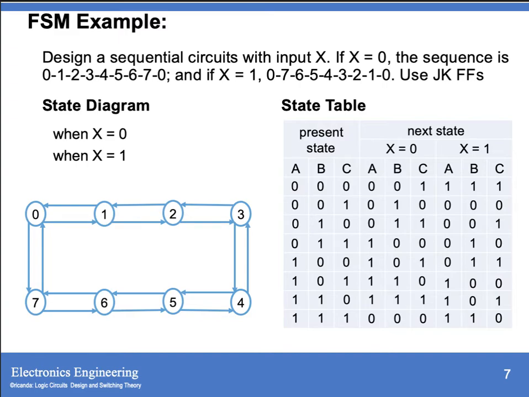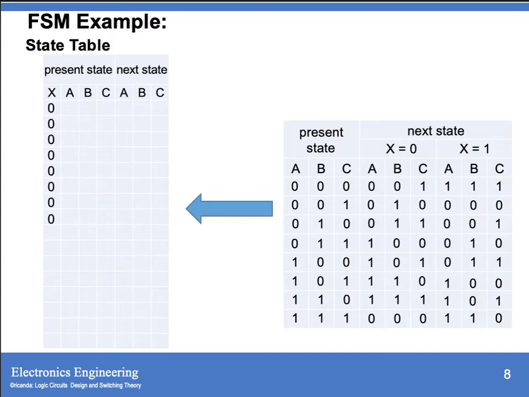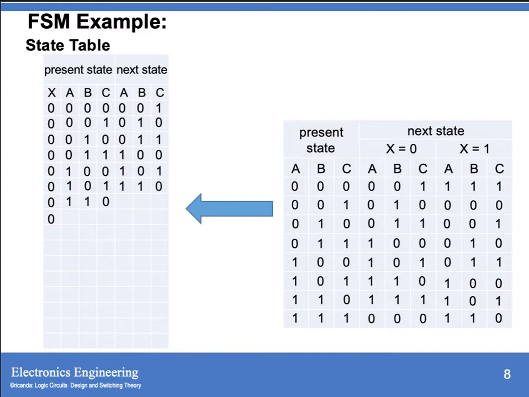Next, we have to arrange your state table where your x is now in the column with your present state. So we have x equals 0, then we have to copy all the values of your present state when x equals 0, as well as the next state. If it is from 0, it goes to 1. From 1, it goes to 2. From 2, it goes to 3. And from 3, it goes to 4. And from 4 to 5. Then 5 to 6. 6 to 7. Then 7 to 0.